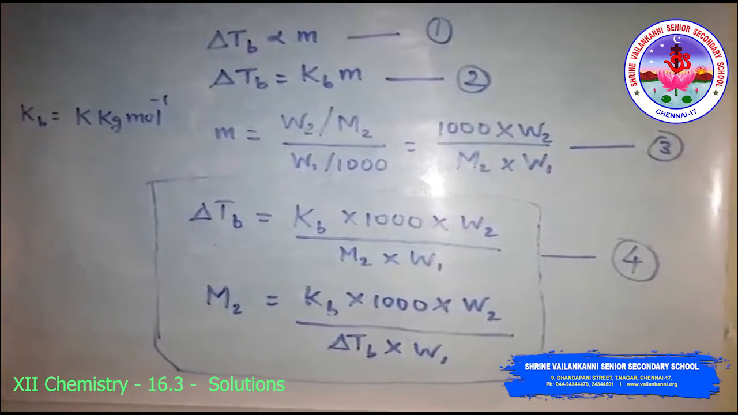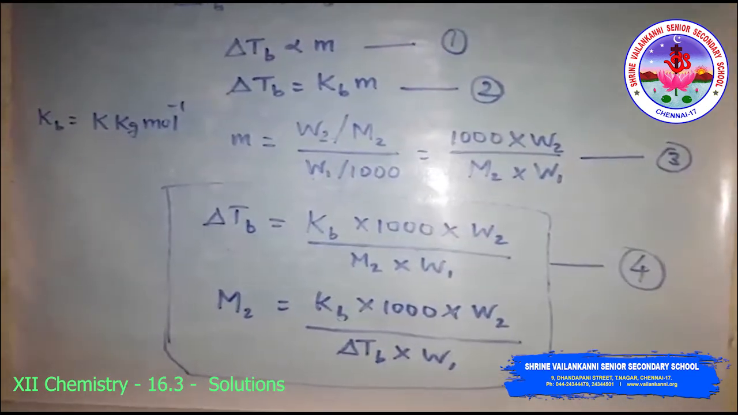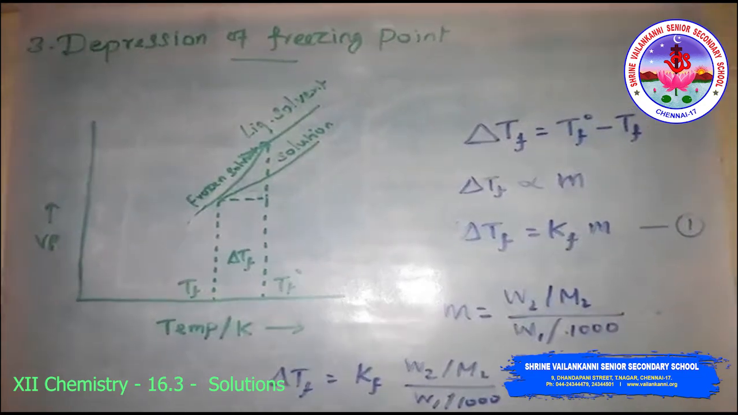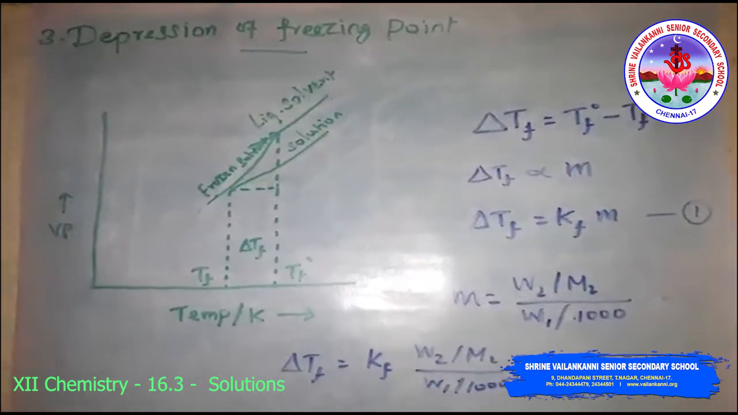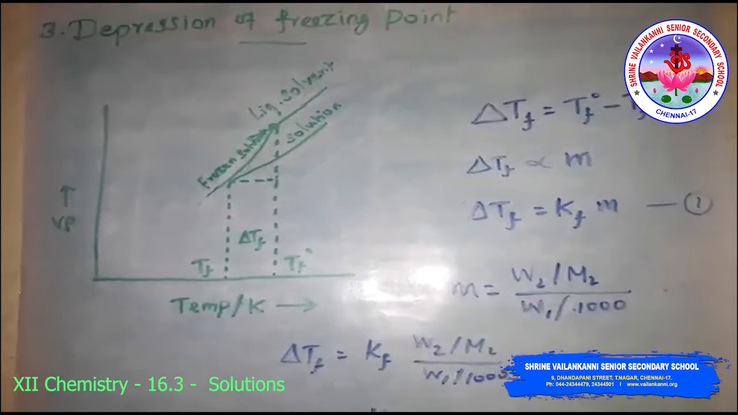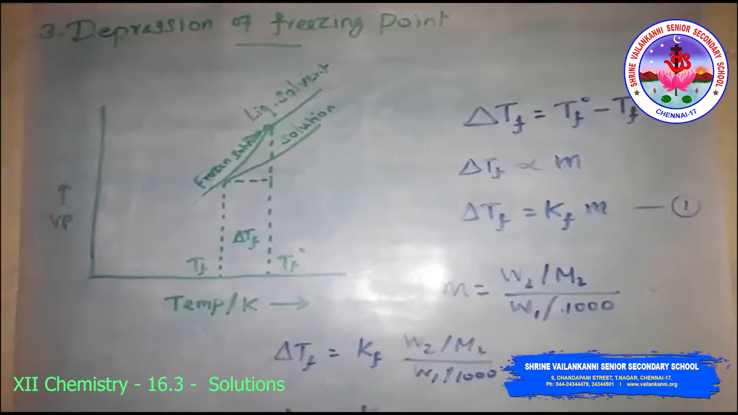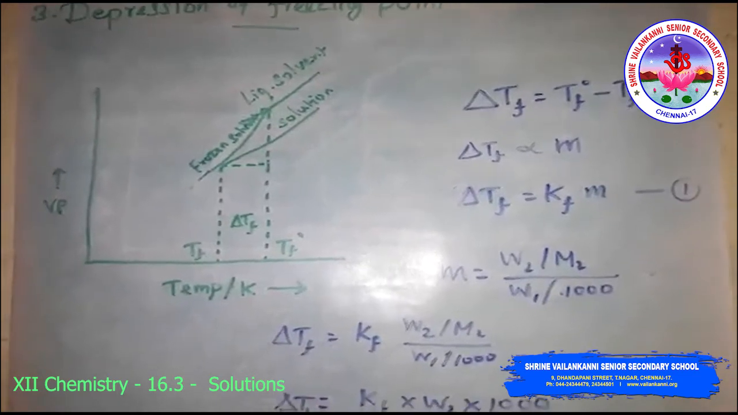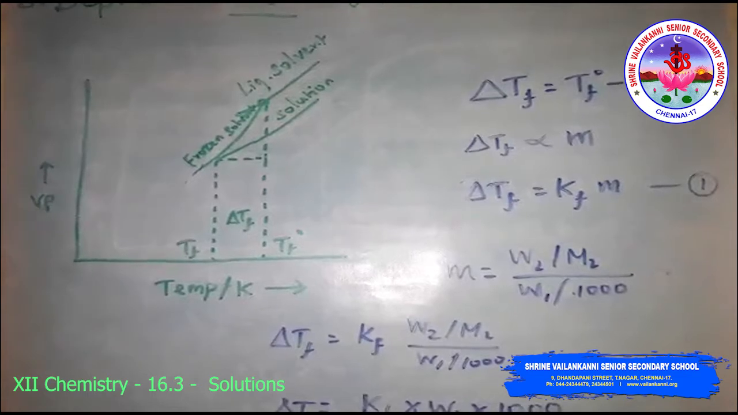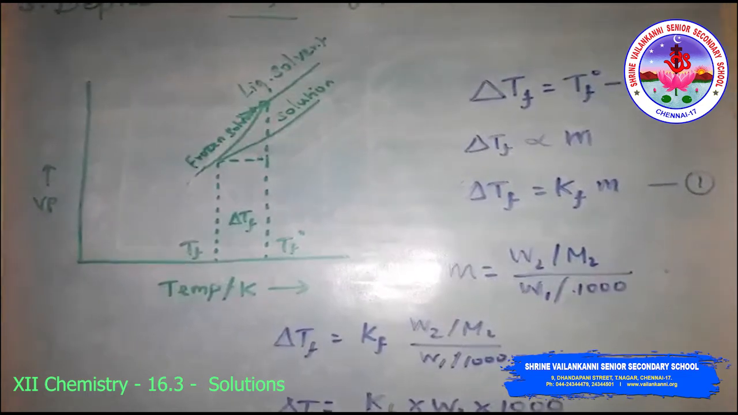Next is depression of freezing point. We will see. The depression of freezing point: the lowering of the vapor pressure of a solution causes the lowering of the freezing point compared to the pure solvent. Look at this diagram. We know that at the freezing point of a substance, the solid phase is in dynamic equilibrium with the liquid phase.